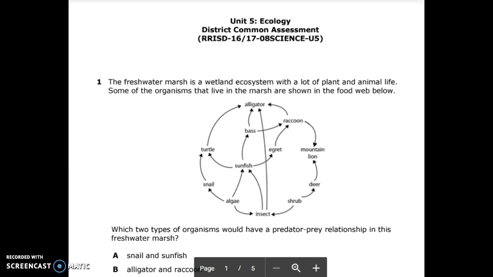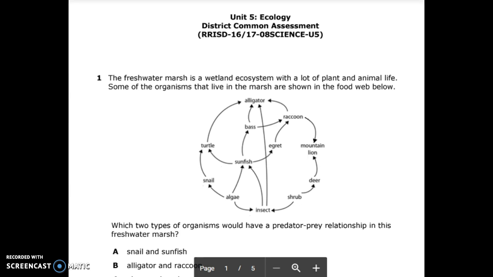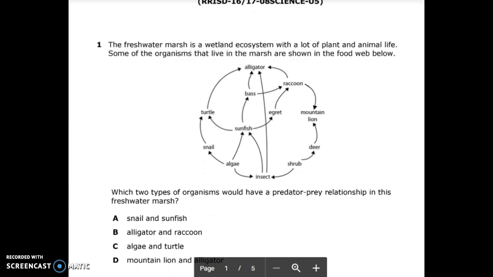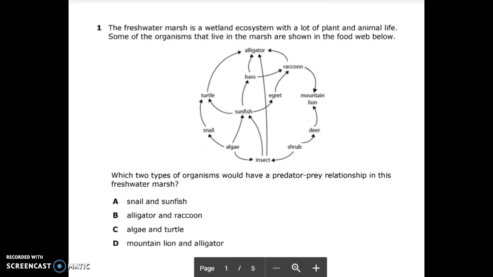Number 1, the freshwater marsh is a wetland ecosystem with a lot of plant and animal life. Some of the organisms that live in the marsh are shown in the food web below. So look at the food web. Which two types of organisms would have a predator-prey relationship in this freshwater marsh? Is it A, the snail and the sunfish, B, the alligator and raccoon, C, the algae and the turtle, D, the mountain lion and the alligator? Look at your food web.